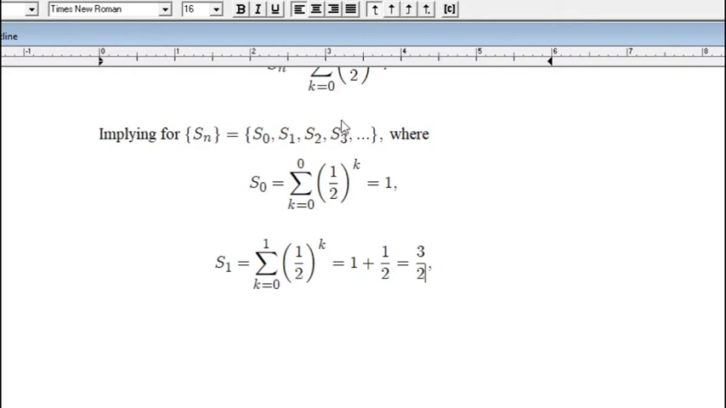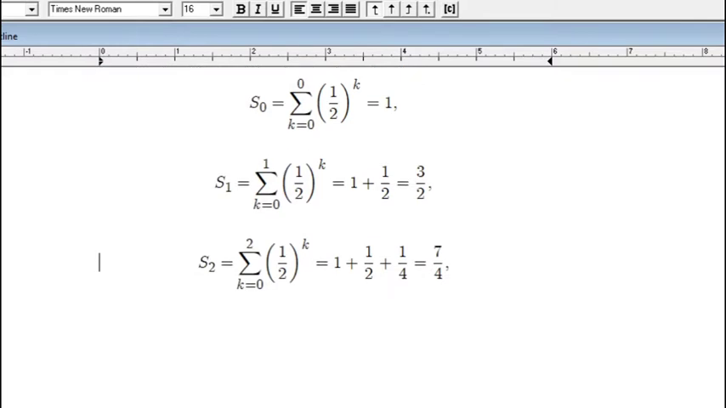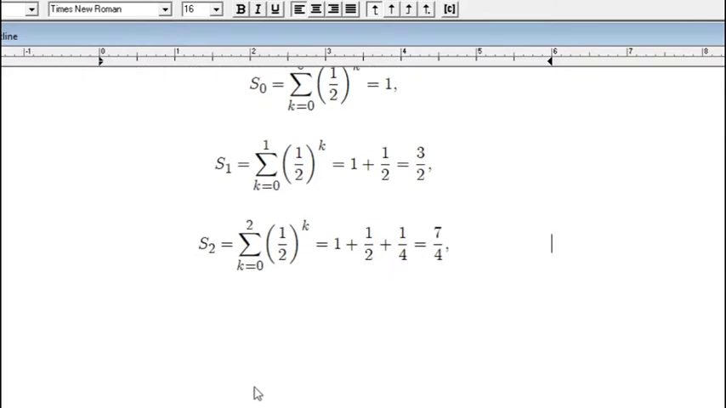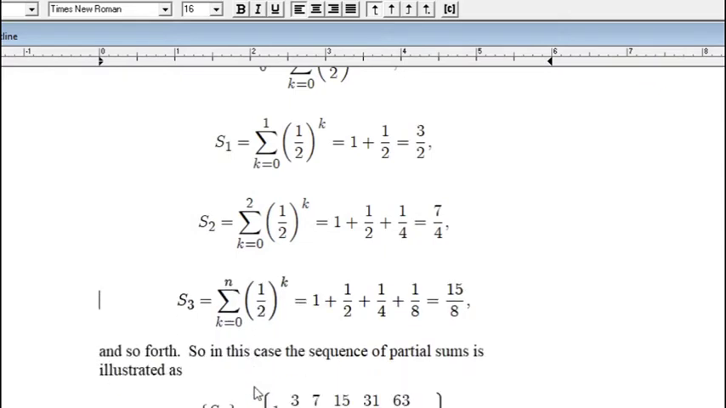If we continue for S sub 2 and S sub 3, S sub 2 would be this summation from k equals 0 to 2 for 1/2 to the k, which would be adding 1 to 1/2 and then adding on 1/4, the case for k equal to 2, which would produce 7/4. And for S sub 3, S sub 3 would be the summation from k equals 0 to 3 for 1/2 to the k, which would take 1 and add 1/2 and add 1/4 and then add 1/8, which in the end would total to 15/8. This would continue on, and so forth.